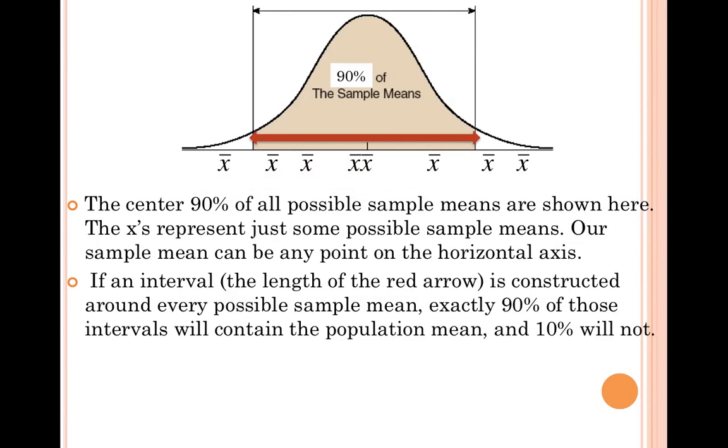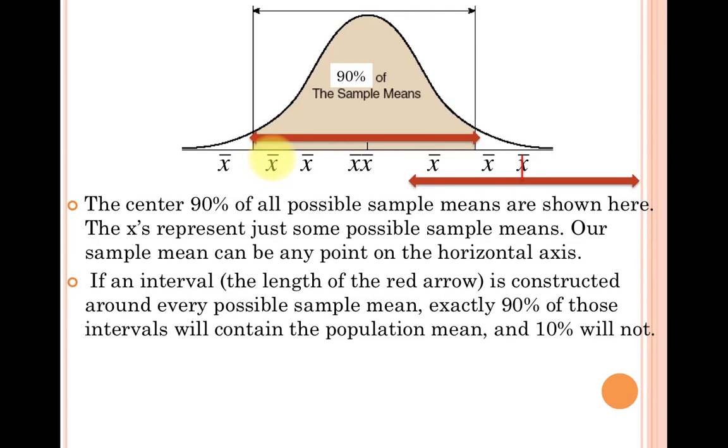This one is okay. This sample mean is also good. This sample mean is good. This sample mean is good. This sample mean, too far off to the right. The red arrow falls short and does not capture the true center, the true population mean. And the last one is also too far off. It won't capture the true population mean.